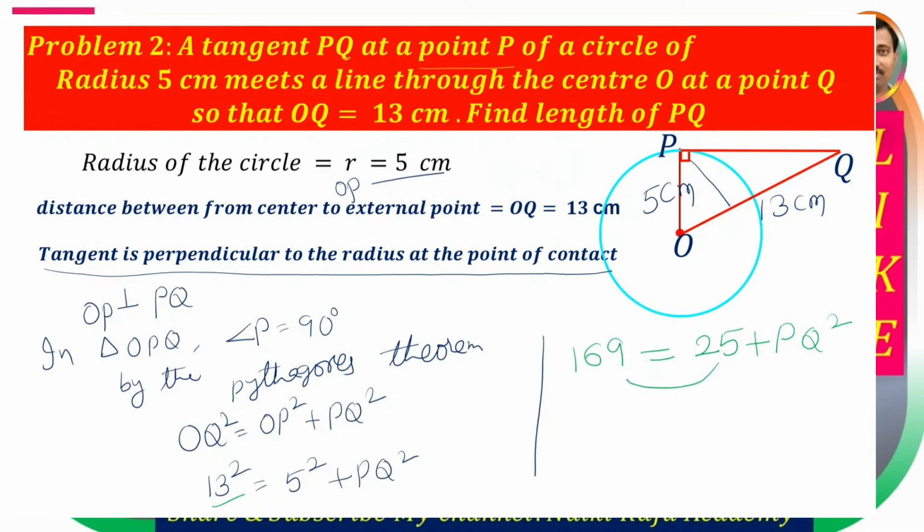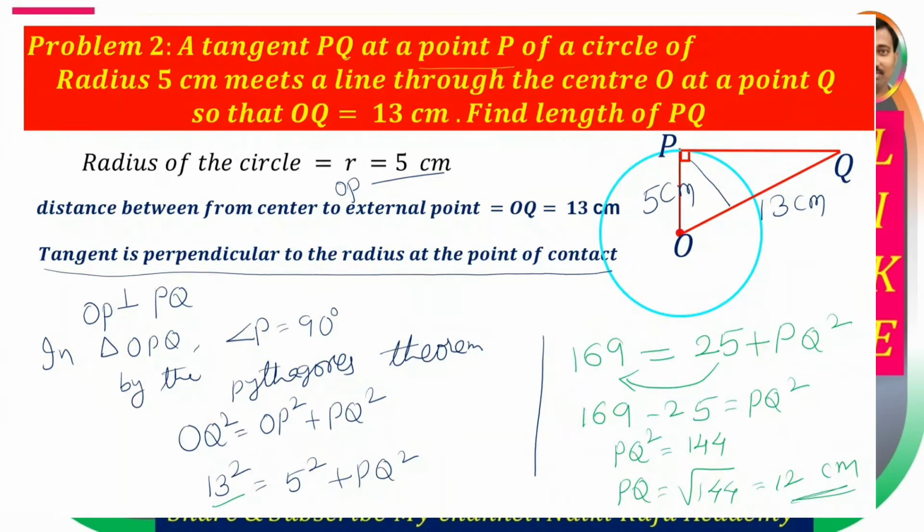Plus 25 is transposed to the other side. 169 minus 25 is equal to PQ square. PQ square equals 144. PQ equals root 144. Root 144 value is 12 centimeters. Therefore, the length of the tangent in this problem is 12 centimeters.